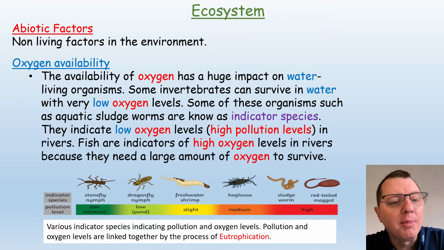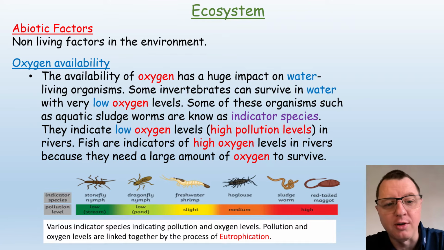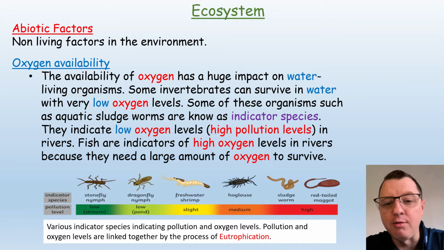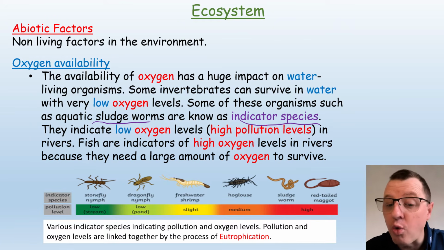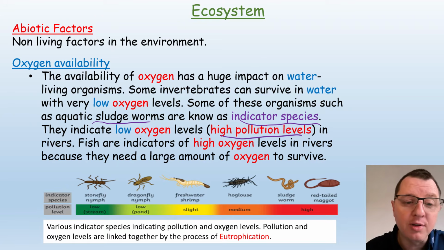And oxygen availability, again another abiotic factor. The availability of oxygen has a huge impact on water living organisms. Some invertebrates can survive in water with very low oxygen levels. And some of these organisms, such as the aquatic sludge worm, they're known as indicator species because they can survive in such low oxygen levels that they indicate to scientists that there is a low oxygen in that waterway. And if there's a low oxygen level within the river, then you know that the river is highly polluted.